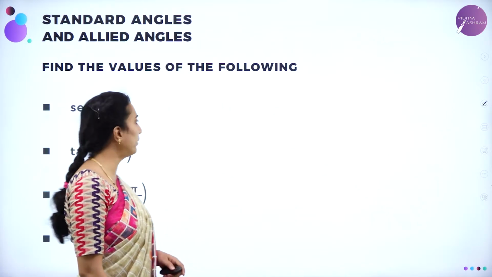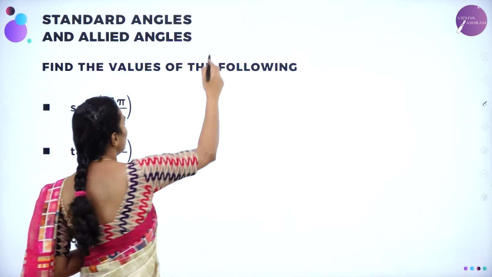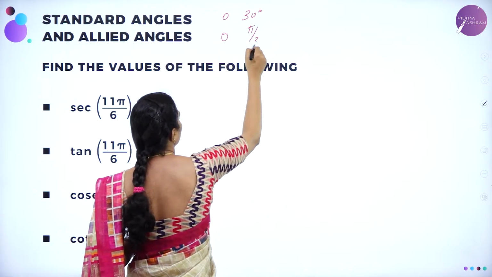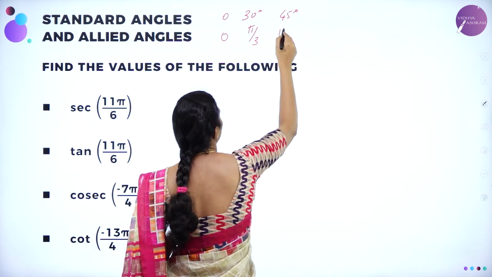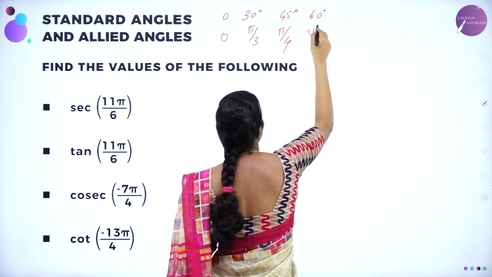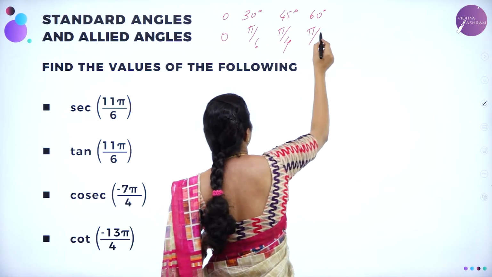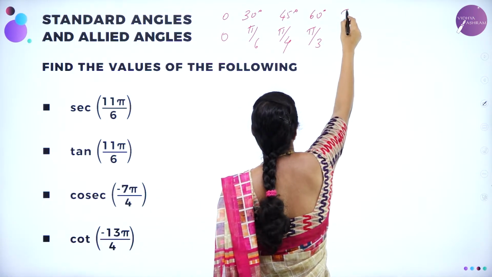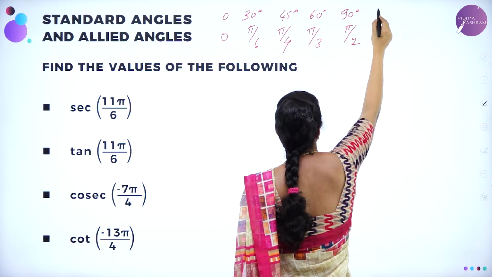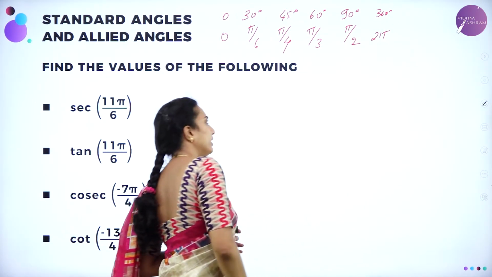We'll move on to the next problem. What have they given in terms of what? Radians they have given. You need to know 0 radian is 0, 30 degree is nothing but pi by 6, 45 degree is nothing but pi by 4, and 60 degree is nothing but pi by 3, and then 90 degree is nothing but pi by 2, and then 360 degree is nothing but 2 pi, 270 degree is 3 pi by 2.